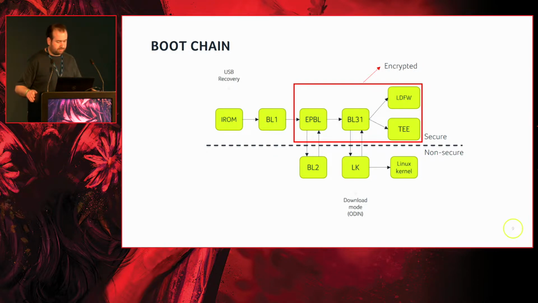From this point on you will have both secure and non-secure worlds running in parallel. The non-secure one will have first BL2 and then little kernel, which will then bootstrap the Linux kernel. On the secure side, you instead have EPBL, which loads BL31. BL31 is this monitor code that is always running at runtime. BL31 will then get images for loadable firmware and TE from the little kernel. It will authenticate, decrypt them, and load them into memory.